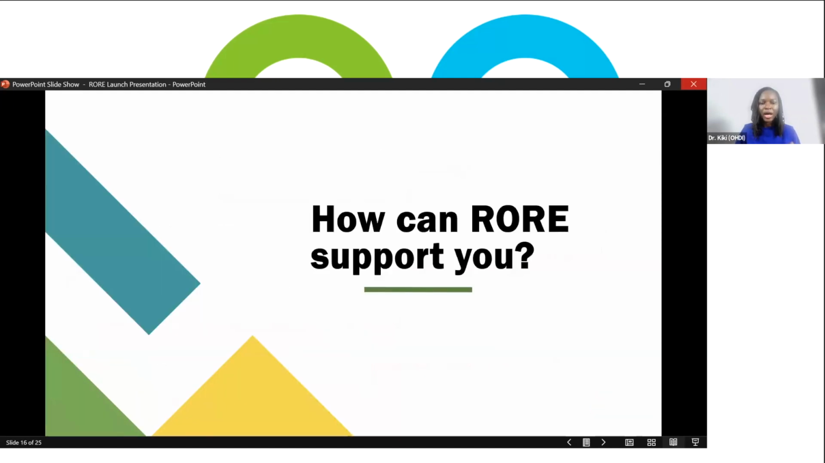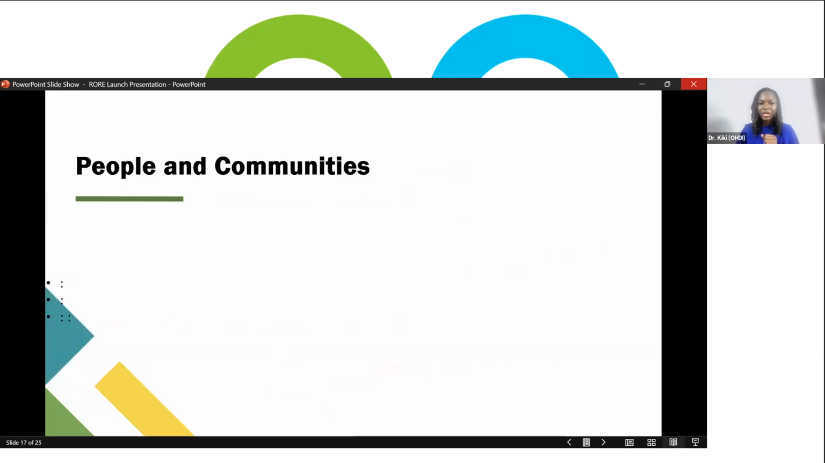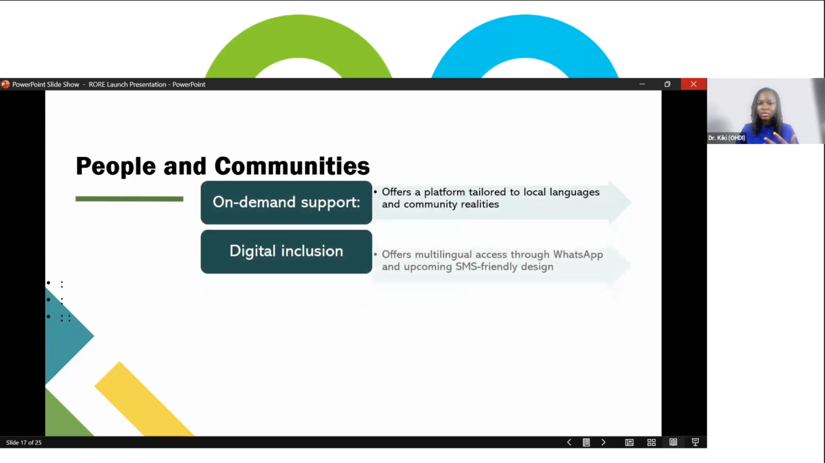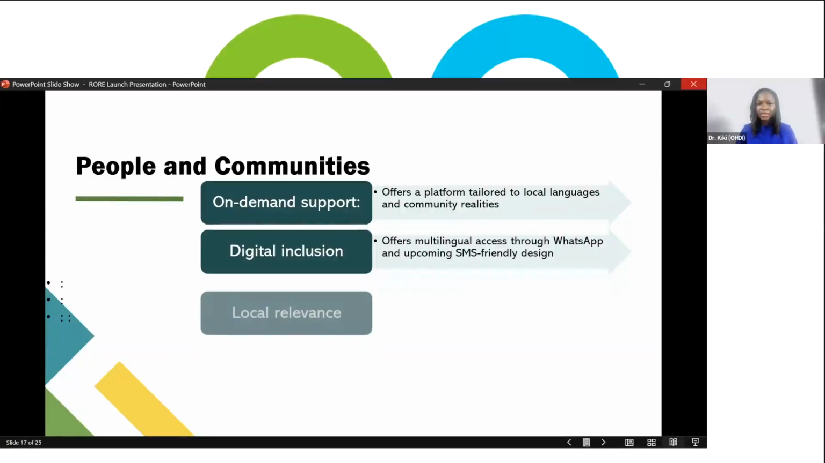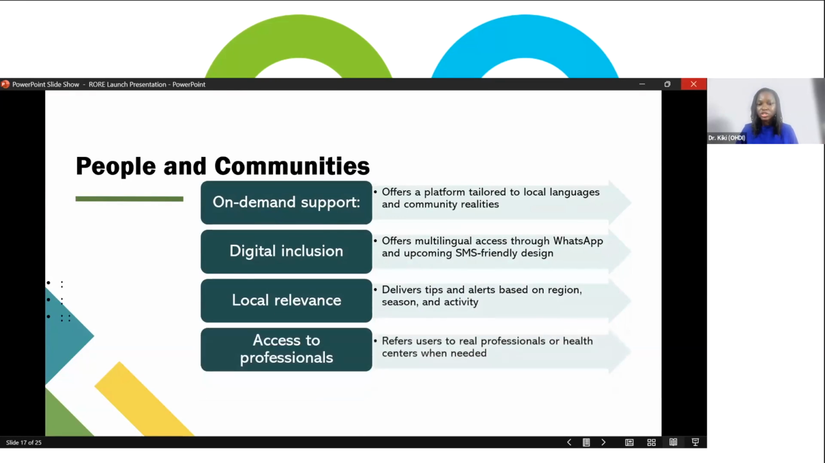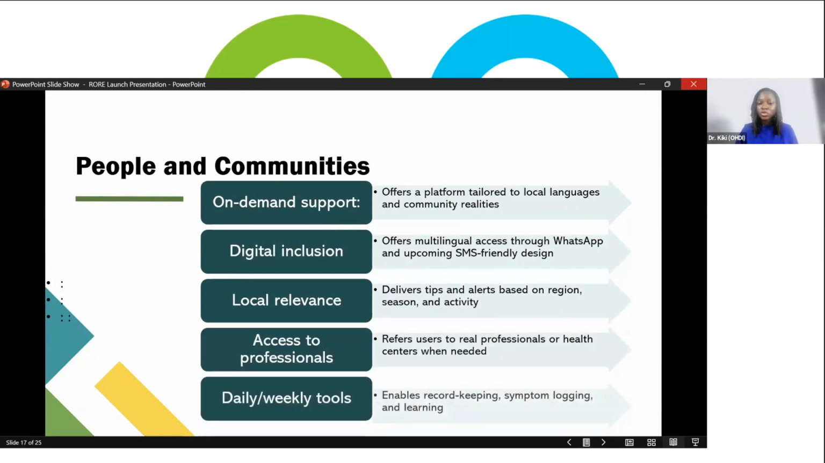So now, how can Rore support you? Very quickly, it can support people and communities. I won't dwell too much on this because I've talked about on-demand support, digital inclusion, multilingual access through WhatsApp and SMS, local relevance, because it delivers tips and alerts based on your region, access to professionals, which we've mentioned already, and then daily and weekly tools for record keeping, symptom logging, and learning as much as possible.